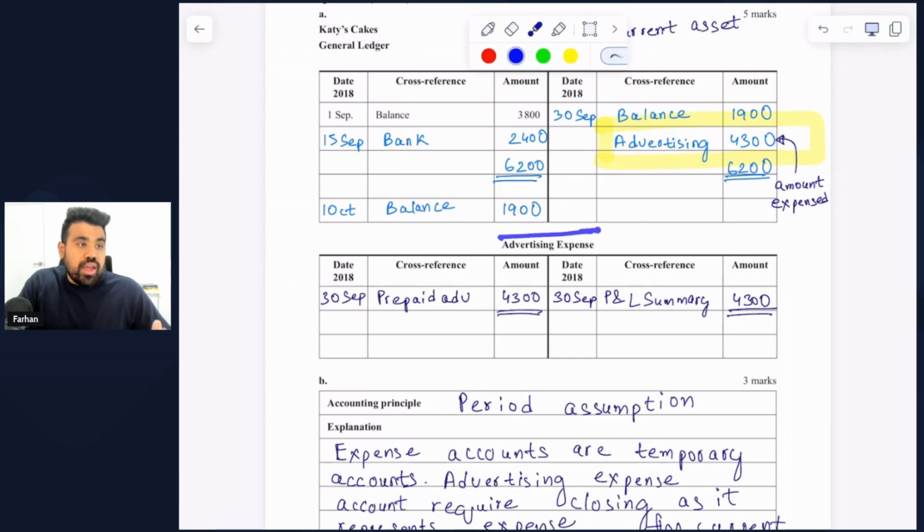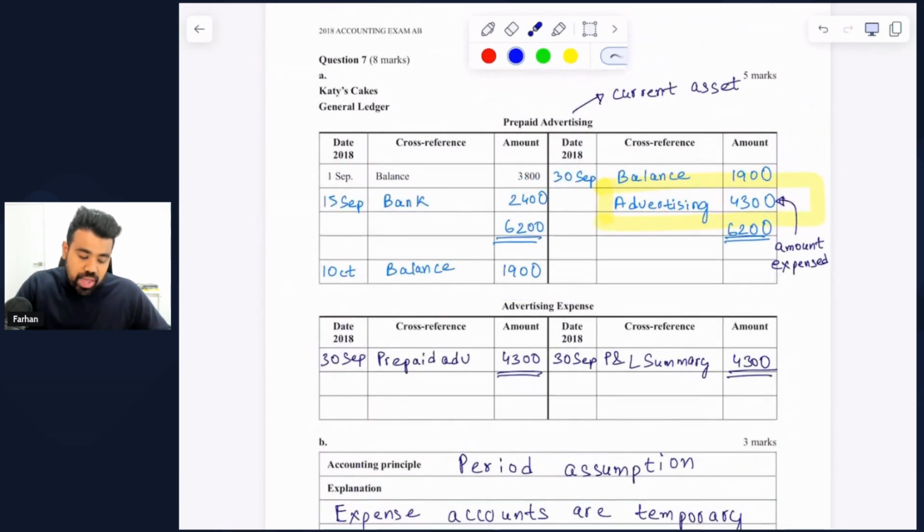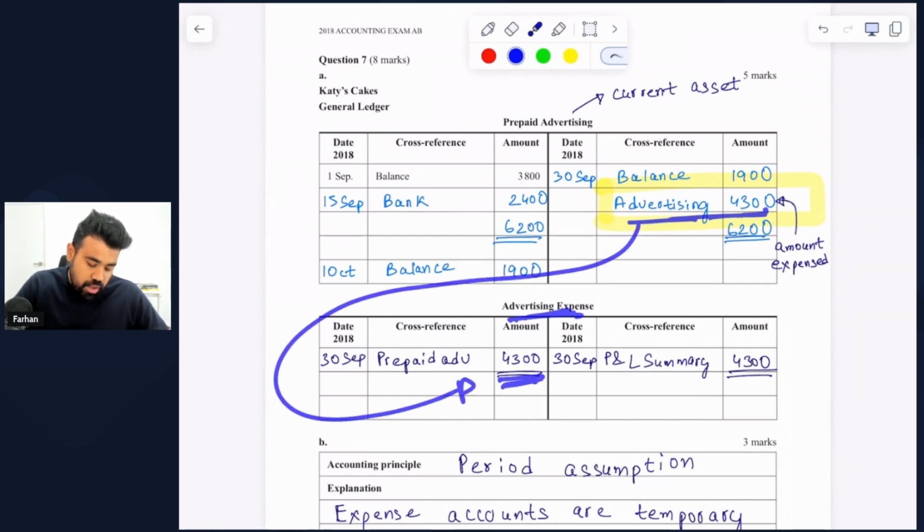So first of all, we understand from the prepaid advertising account that we had an expense of 4,300. Expenses, always remember, are by default debit. Revenues, always remember, are by default credited. So within the expense account itself, on the debit side, I'm showing 4,300, which is the amount that we have expensed at 30 September 2018, which belongs to the entire advertising expense for the month.